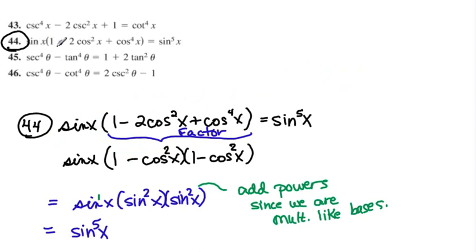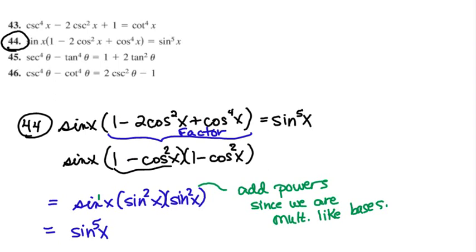Now we have, in number 44, sine x times 1 minus 2 cosine squared x plus cosine to the 4th x is equal to sine to the 5th x. So we want to factor what we have here, 1 minus 2 cosine squared x plus cosine to the 4th x. Well, that is a perfect square trinomial that factors as 1 minus cosine squared x times 1 minus cosine squared x. So we want to start with the left side.